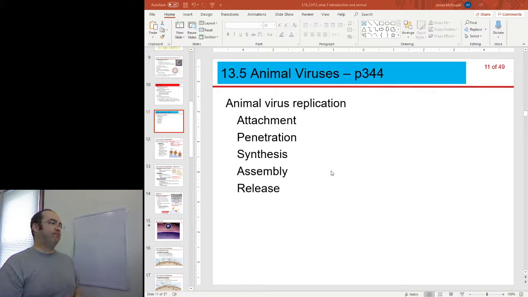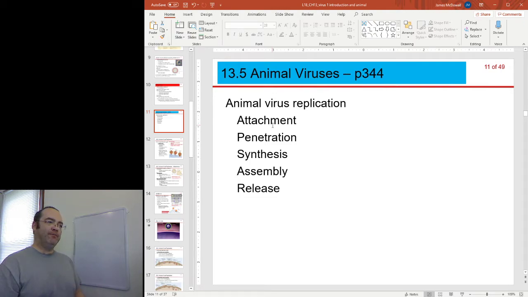Okay, so this is part 3. I'm going to skip ahead in the book a little bit to page 344 and first talk about animal viruses. With animal virus replication, there are 1, 2, 3, 4, 5 steps.